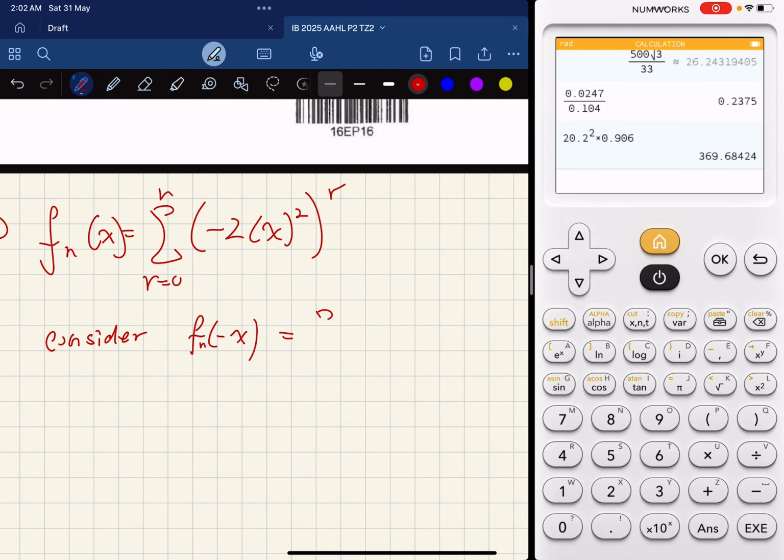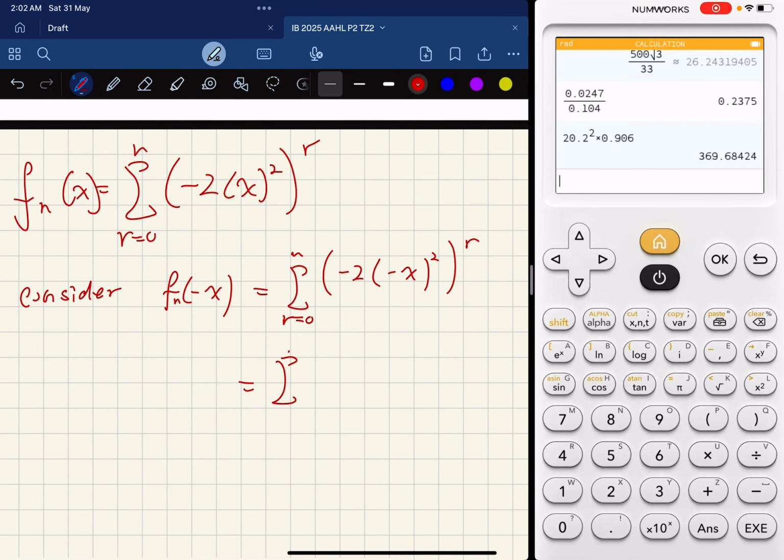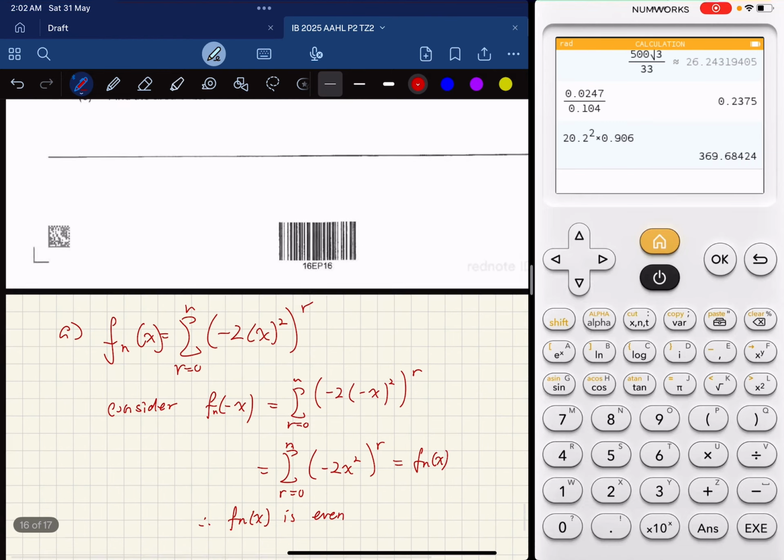So which is the sigma notation of (-2 x squared) to the power r. So just remember that a negative squared is a positive by nature, so (-2x squared) to the power r, which is fn of x. So therefore fn of x is even. Okay, I think just like 2 markers for this one, or 3 markers. Okay, so yeah.